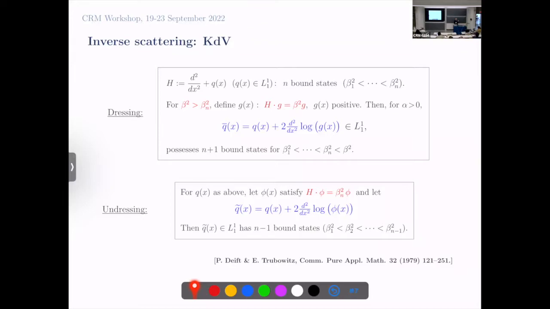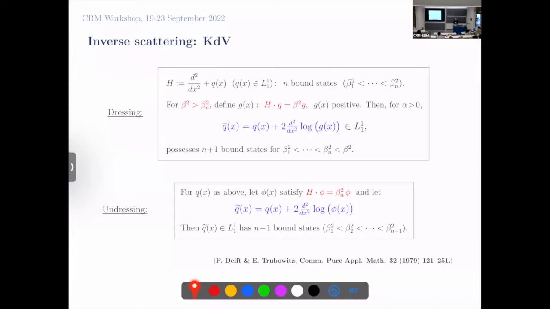And now you can undress in the reverse way by choosing the highest eigenvalue and performing the same operation: take a bound state for that highest eigenvalue, and then do exactly the same transformation on the potential, and you take out one eigenvalue from the discrete spectrum without disturbing the rest of the spectrum. If you would choose any other eigenvalue, you would muck up the entire spectrum. It's crucial that you only take the highest eigenvalue to do the undressing.